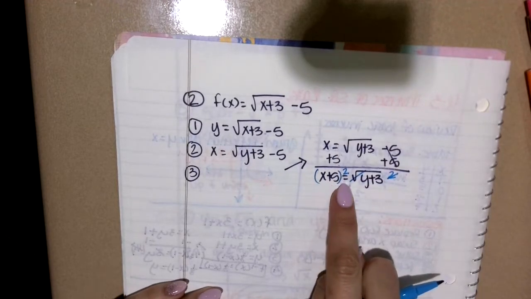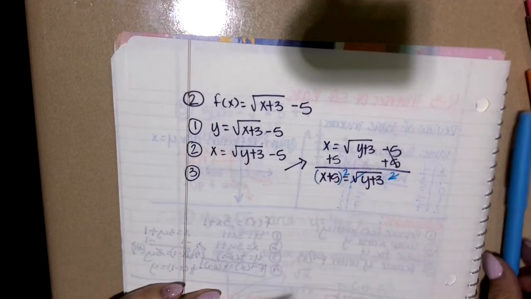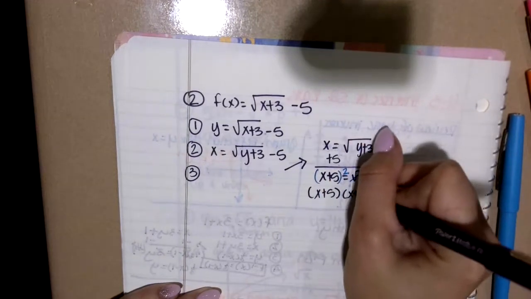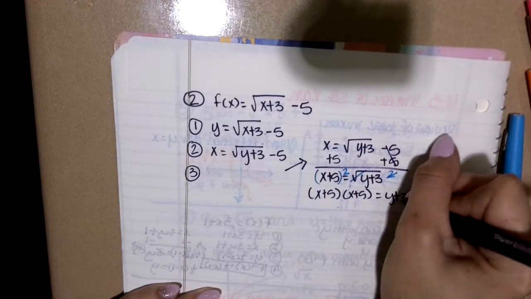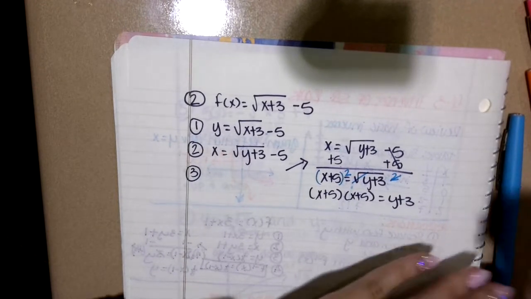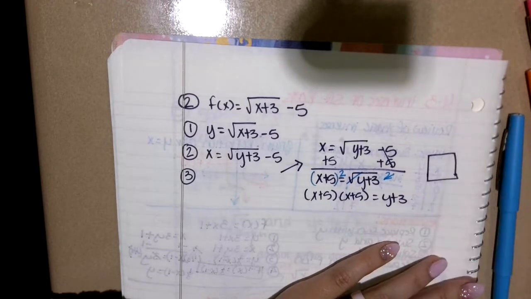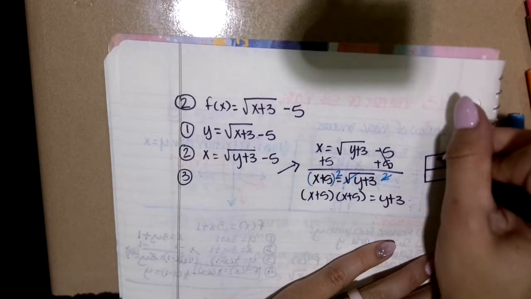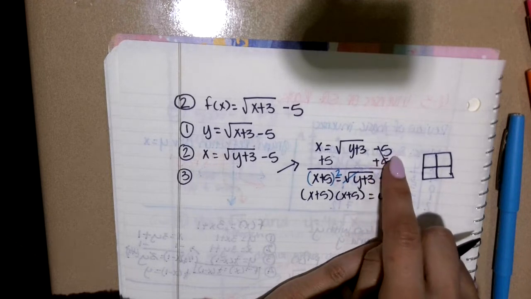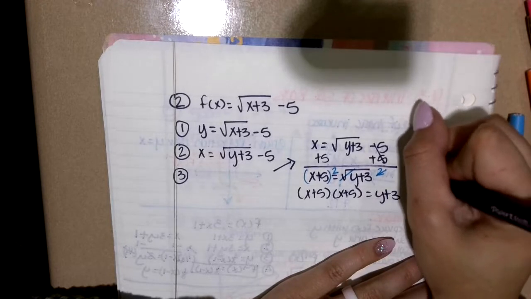So now we have x plus 5 squared and then y plus 3. This x plus 5 squared means x plus 5 times x plus 5. So once you get to this point, you have to do the box method or FOIL. This should happen 99% of the occasions: you will end up FOILing when there's numbers outside of the square root sign. So I'm going to have x and 5, x and 5.